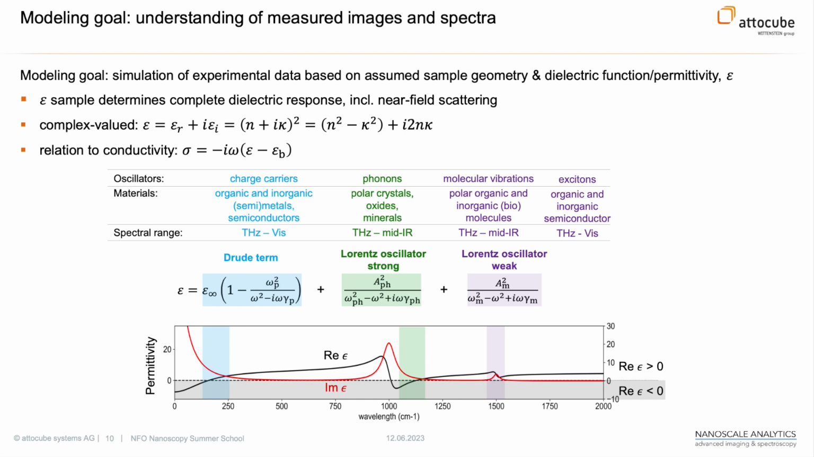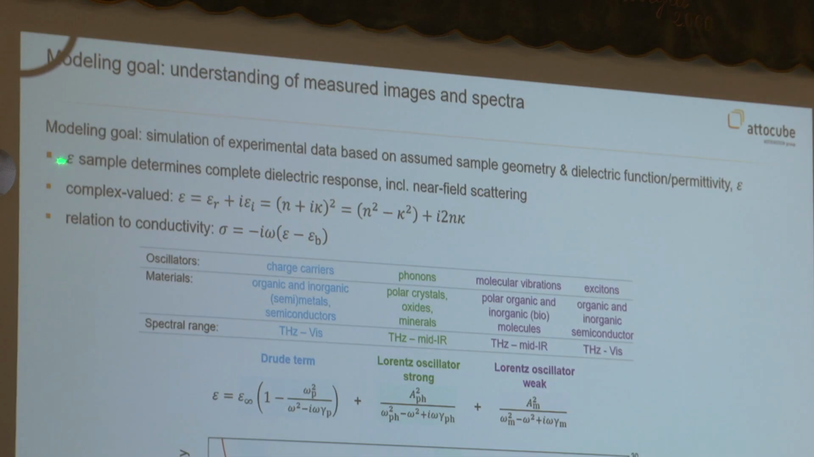I will try to describe the experiment in terms of a certain assumed sample geometry. Suppose that we know roughly what the sample is: substrate, something on it. So the geometry of the sample, and the dielectric function, also called the dielectric permittivity of the sample material, epsilon. It has been discussed several times already yesterday and today. The point is that epsilon determines the complete dielectric response of your sample material, including the near-field scattering. It is complex valued, so it has real and imaginary parts.